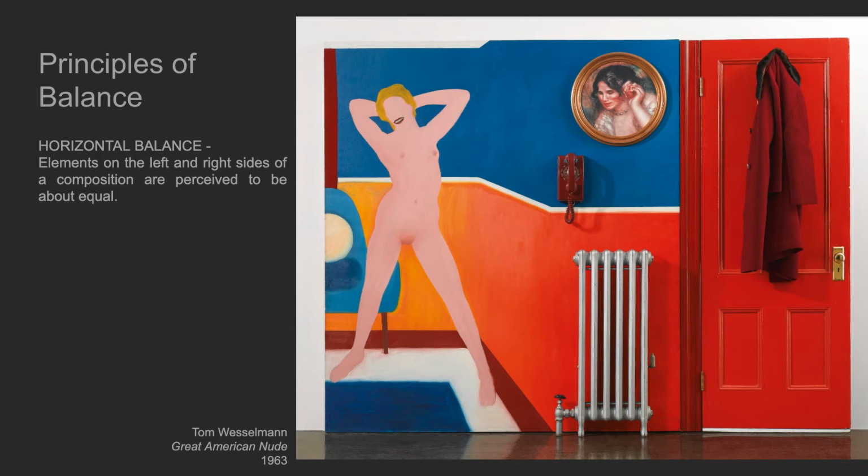Horizontal balance is when elements on the left and the right sides of a composition are perceived to be about equal. It's balanced. It's not symmetry. We're not talking about symmetry. We're just talking about balance. This is a painting that is pushed up to a door frame and a door and a radiator, and there's a telephone that's actually hanging on the painting. These are all connected and they're all one work of art.